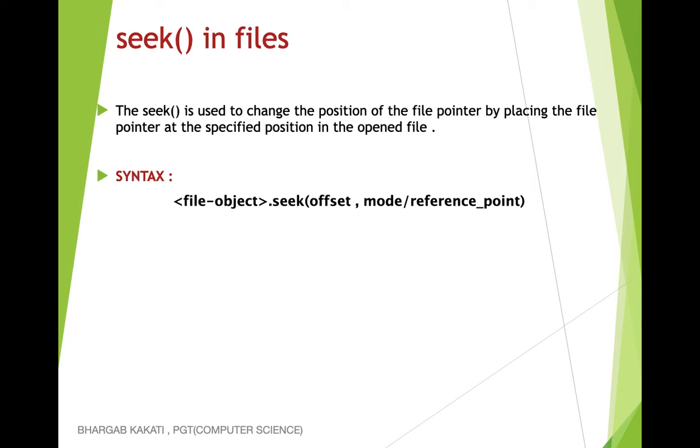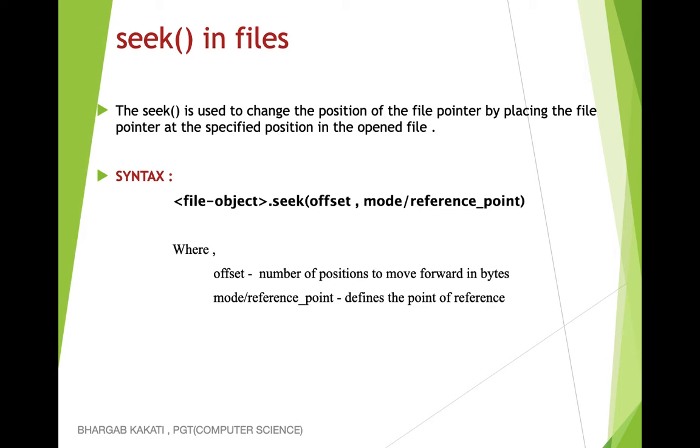Let's try to understand its elements. What is the meaning of offset? Offset means the number of positions to move forward in bytes. Offset means from which position we will start to read. Mode or reference point defines the point of reference. The mode or reference point can be either 0, 1 or 2.